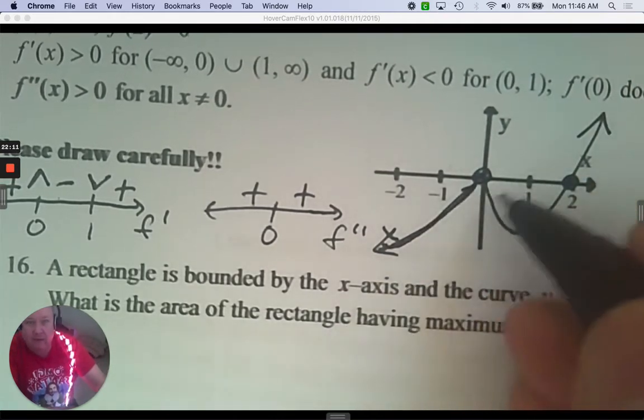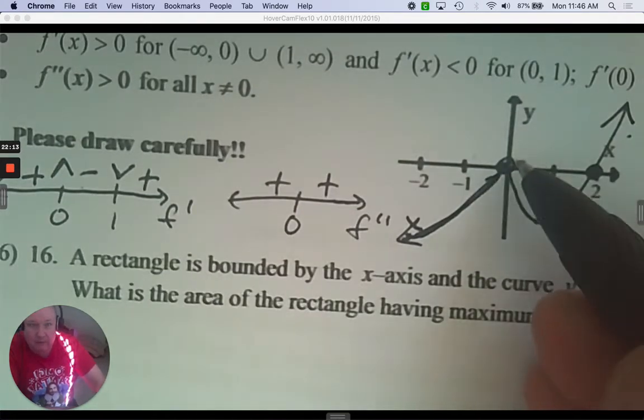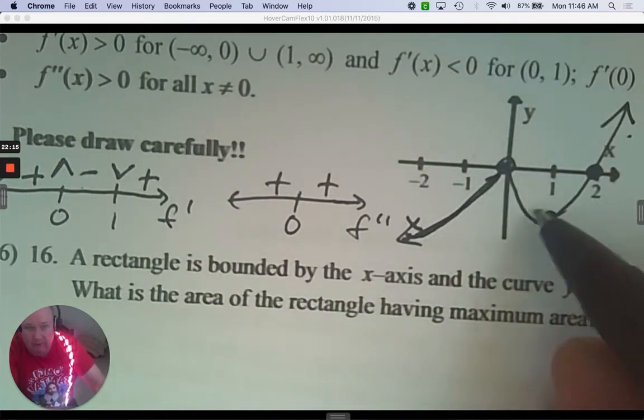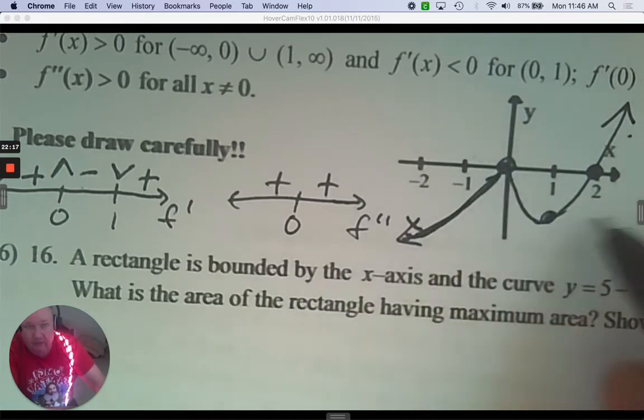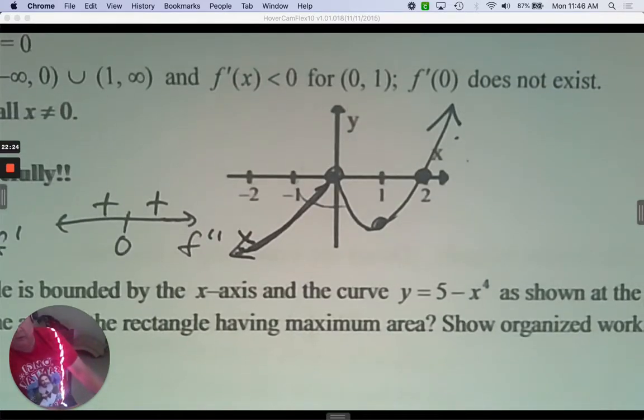So concave up, concave up. We have a maximum at 0. We have a minimum at 1. Everything's concave up. It's continuous. And the derivative doesn't exist at that cusp or corner. Perfect.